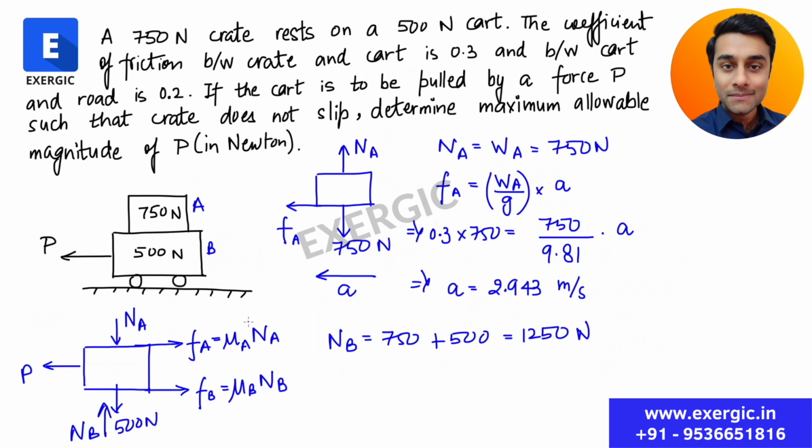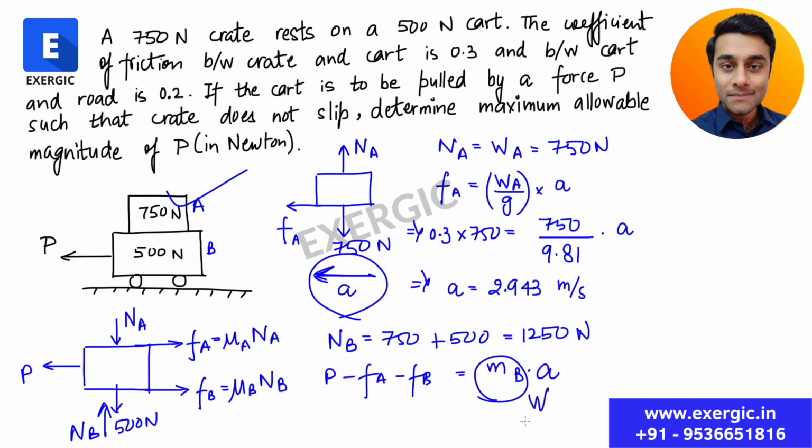Now let us apply it in the horizontal direction. In the horizontal direction, we know there is an acceleration in this direction. So what do we have to write? P minus FA minus FB. This tells the net force in this direction will be equal to mass of the body multiplied by acceleration in this direction, which is same as the acceleration for the crate, because both of them are moving like a single body. MB can be written as weight divided by G.